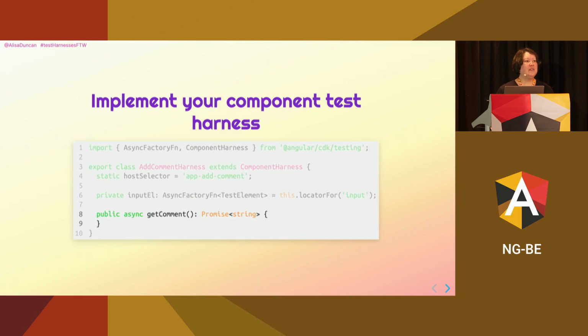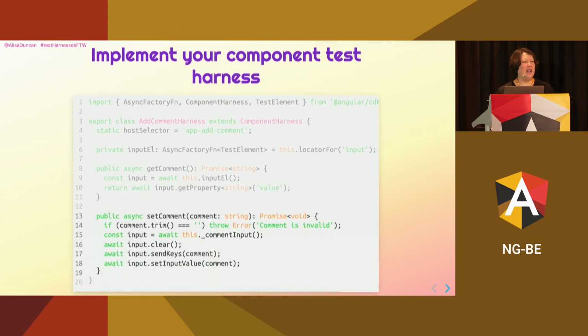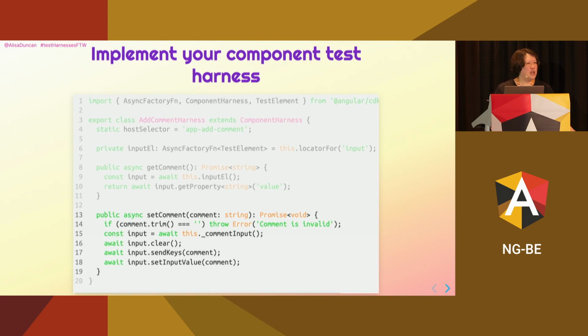Next, we want to think about the API methods that we'd use for interacting with this commenting component, in which getting a comment seems to make sense. To implement that, we want to get that input element, and then we can work with the TestElement's methods, such as getting the value property. And then we'll do the same thing for adding a comment too. Same operations of getting that element and then making the series of method calls that we need to set that value.